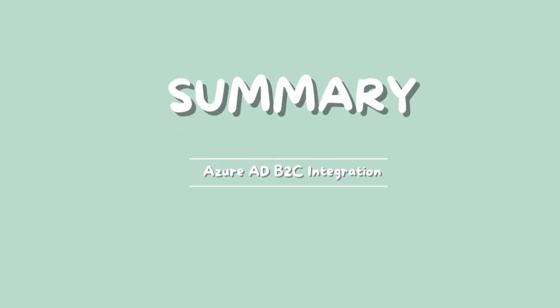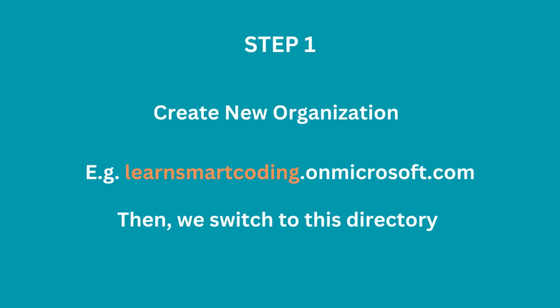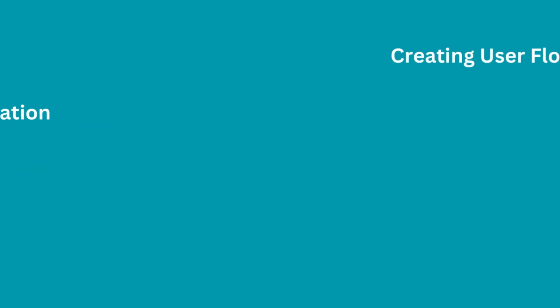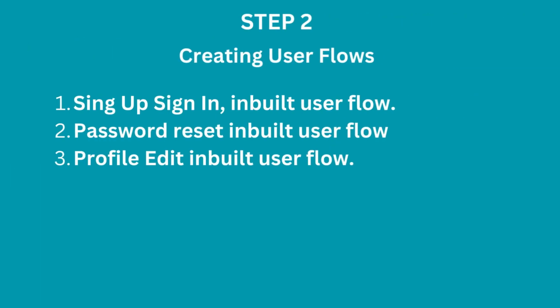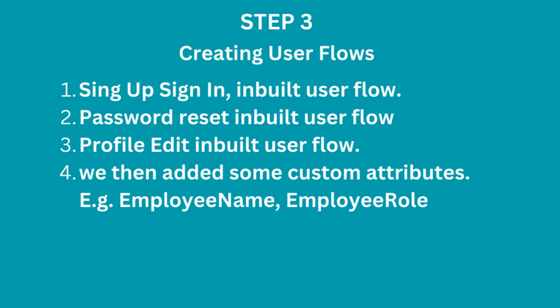Alright, so let's summarize what we did. We created a new organization for Azure AD B2C, that was learnsmartcoding on Microsoft.com. After that, we went ahead and went to that directory by switching it, and once you land there, you click on user flows, and we created 3 user flows: sign in and sign up, password reset, and edit profile. After we set all these user flows, we also added some custom attributes, and we added those in the application claims and user attributes.